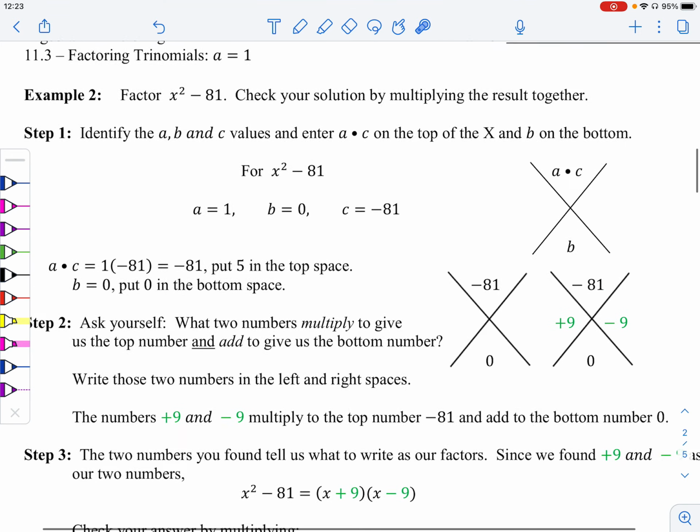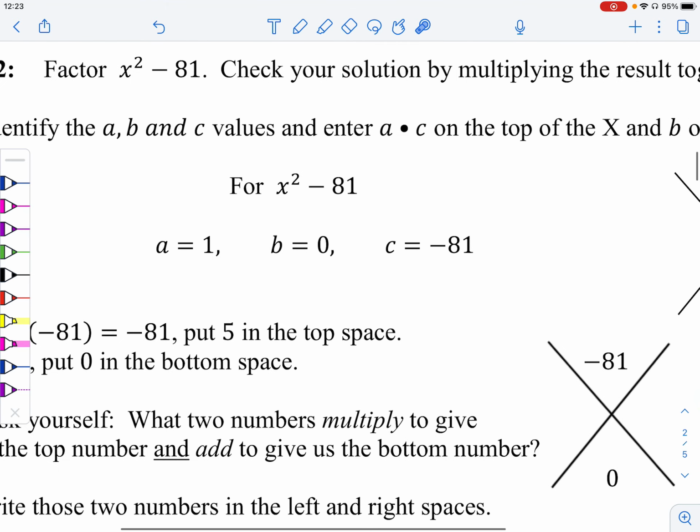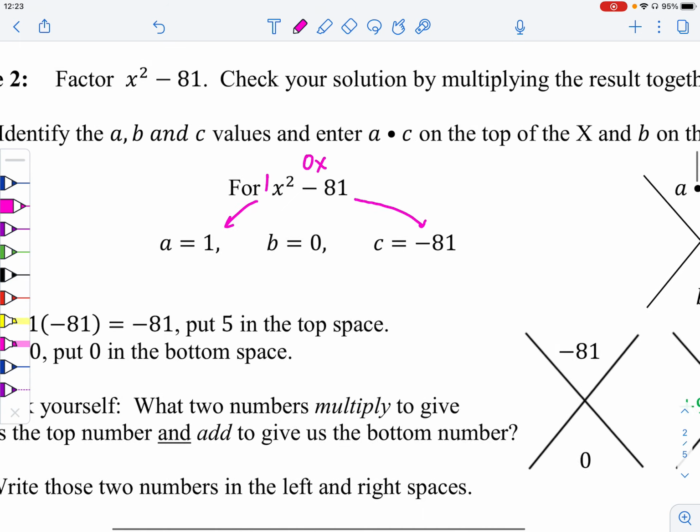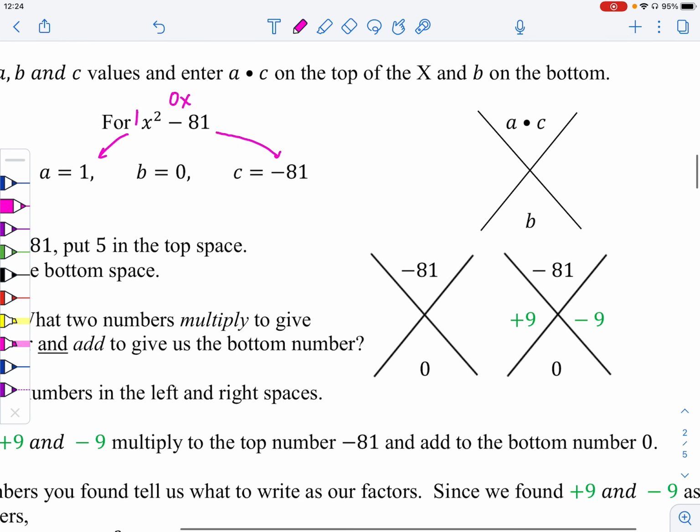Another example is x squared minus 81. For this one, we have an a, that's 1. We don't have an x, so we don't have a b, so that's why it's 0, because there's just like a 0x in there. So 0x, that's how we got 0. And then -81 is our c. So no x value means 0 for b. A times c, your 1 times -81, will give you -81.